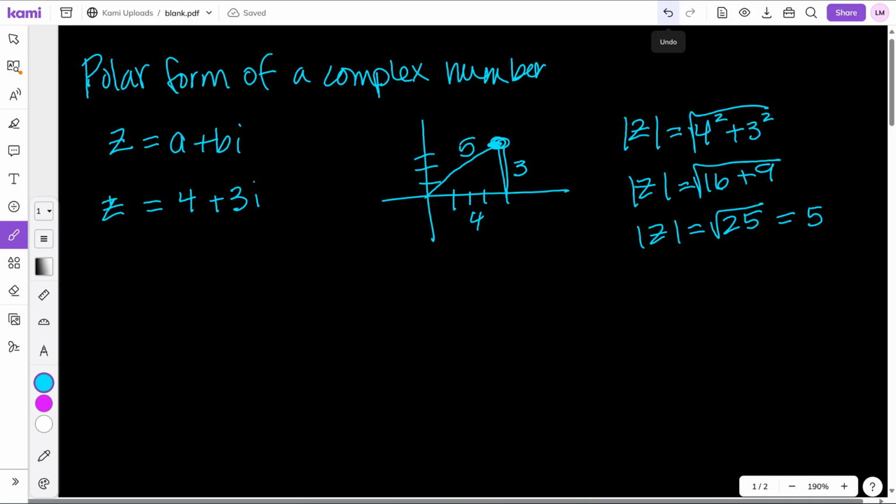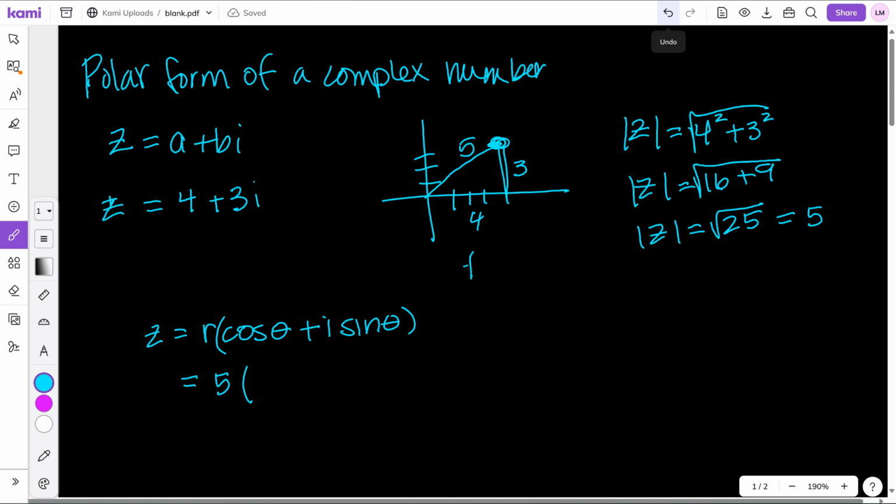Okay, polar form is written like z equals r cosine theta plus i sine theta. So this is polar form, all right? When I write something in polar form, I need an angle and I need the radius, right? To get the radius, I've already done that with z. So I have 5. And then to get the angle theta, there's a couple of ways I can do that.